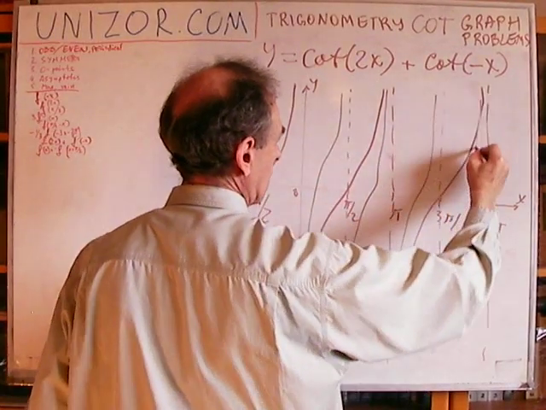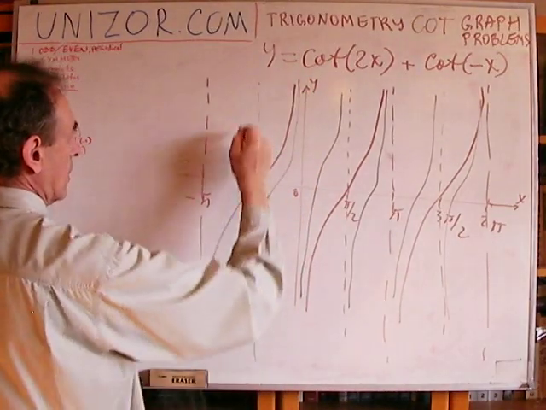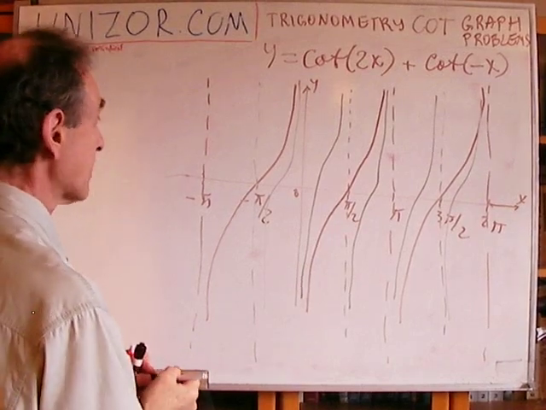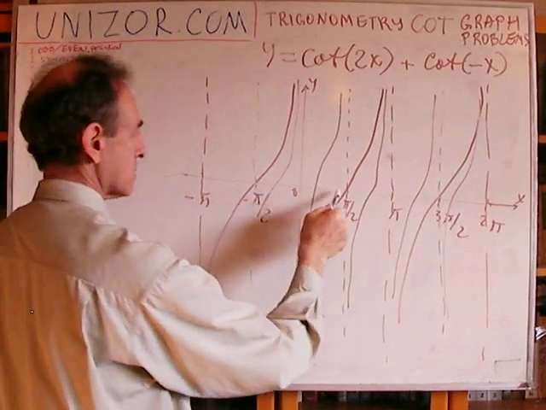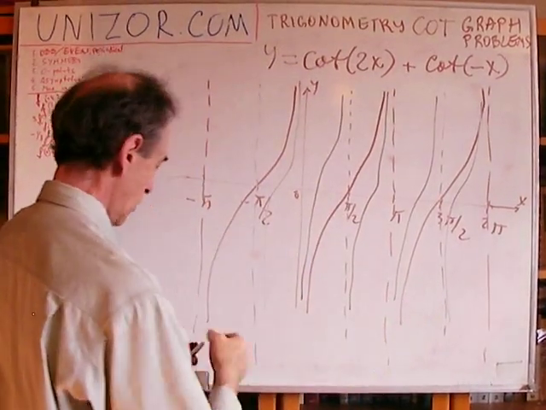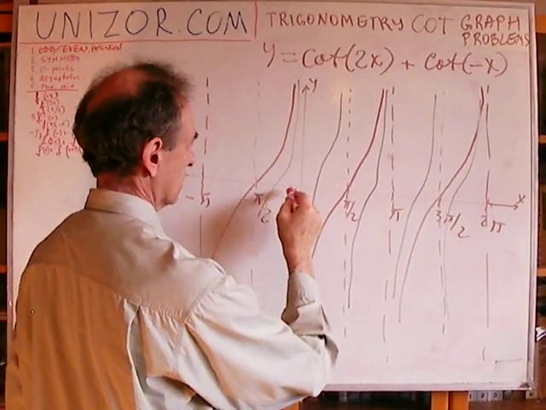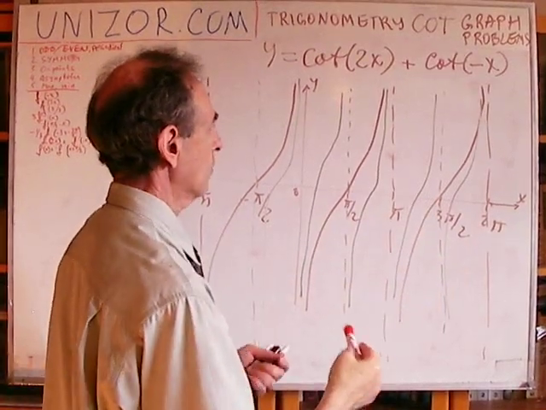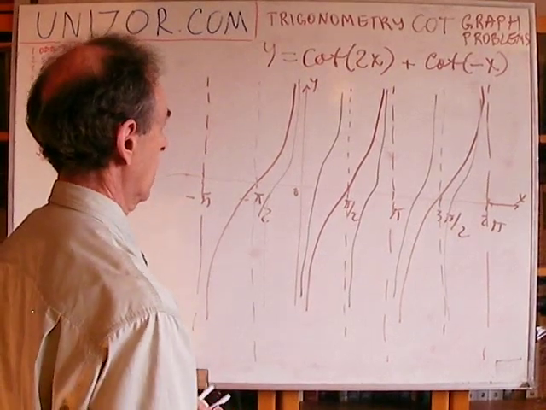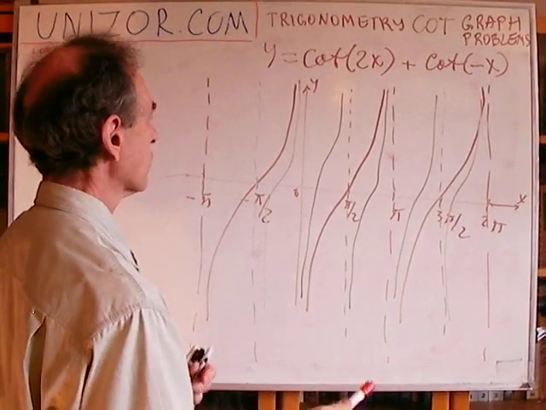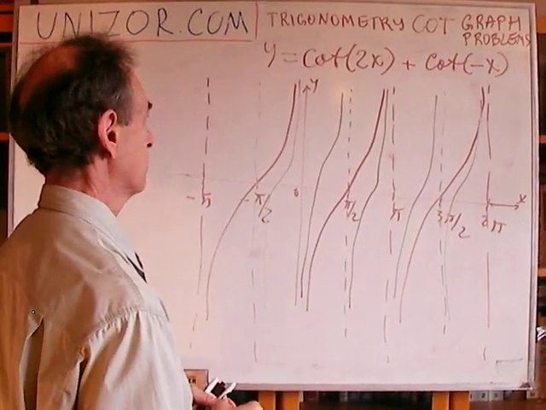Not easy. Etc. Now we have to add them together. Well, obviously we have to consider these points. These are key points. So what happens at points, well, 0, pi over 2, pi, etc. Well, obviously these are asymptotes. You can't deny that. Now, how the function behaves in between? Well, that's not such an easy question, obviously.